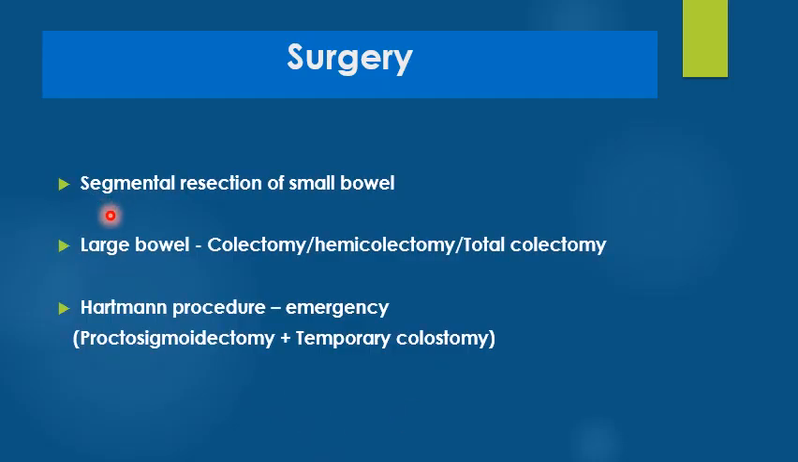Okay, the surgical options can be segmental resection of a small bowel. If it is bleeding from the small bowel, it is the lesser problem. With bleeding from the large bowel, it is more difficult. Some form of colectomy, such as hemicolectomy, or even total colectomy may be the answer. And of course, Hartmann's procedure, which is usually done as an emergency procedure. Hartmann's procedure involves proctosigmoidectomy with a temporary colostomy.